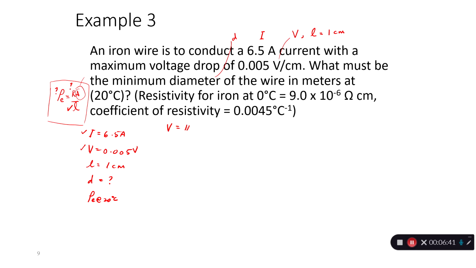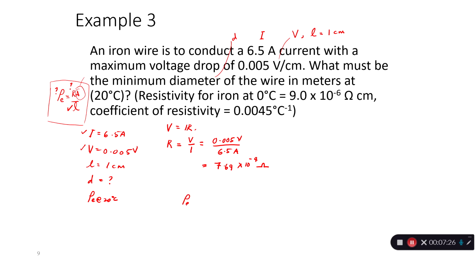From V equals IR, R equals V over I, which equals 0.005 volts divided by 6.5 ampere, which is 7.69 times 10 to the minus 4 ohm. If you use the standard units, volts and ampere, you will get ohm. Now we have R. What about the resistivity at 20 degrees?